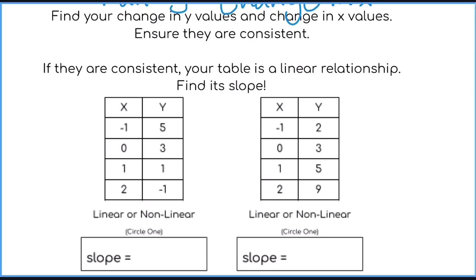To determine if your graph is linear or non-linear, you need to find the change in your y values and the change in your x values and make sure that they are consistent. If they are consistent, your table is a linear relationship.